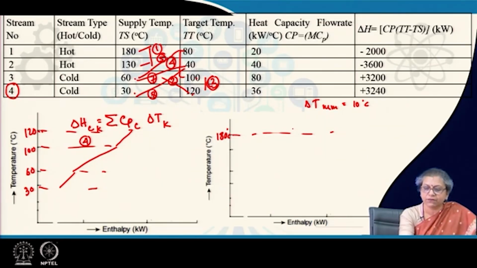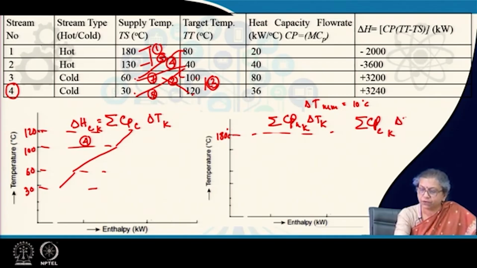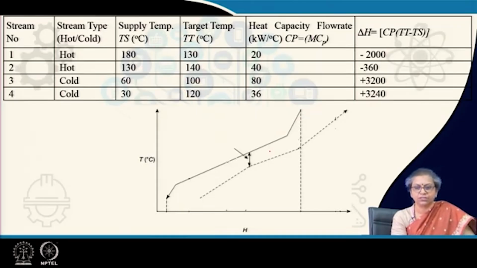For each interval we are supposed to construct the hot composite curve, which is given by sigma CPH into delta T for the kth interval, and the cold composite curve which will be given by sigma CPC for the kth interval multiplied by delta T. In that particular way we are going to draw the hot as well as the cold composite curves.